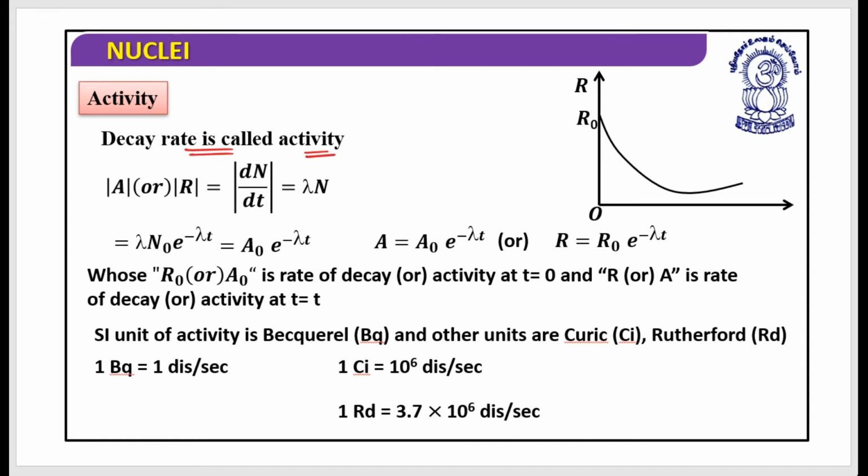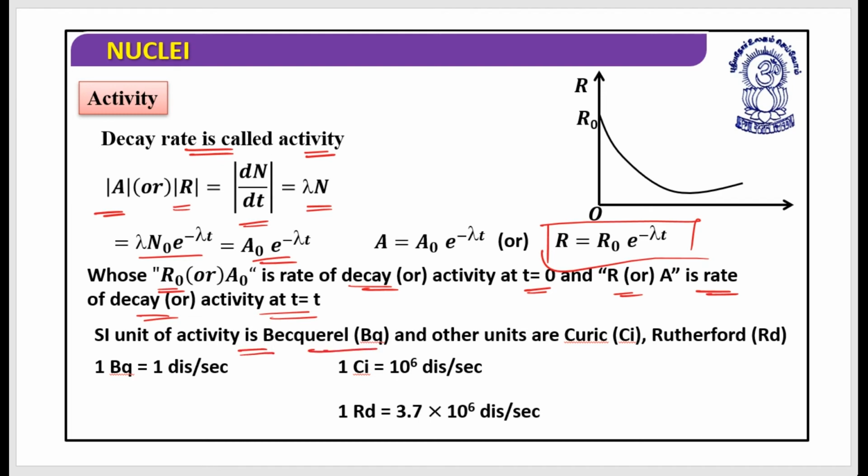Whatever the decay rate is, we call it the activity or rate of activity, generally denoted as R, which is equal to the modulus of dn by dt, or we can say it is lambda into n. So this can be written as lambda into n naught into e to the power minus lambda t, or R equals R naught into e to the power minus lambda t, where R naught is the rate of decay at t equals 0, and R is the rate of decay at time t.